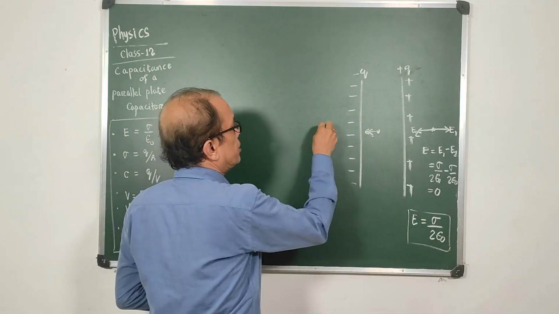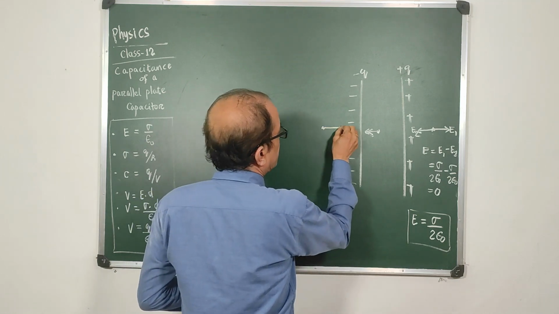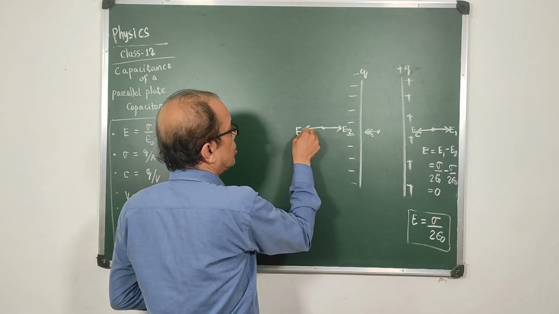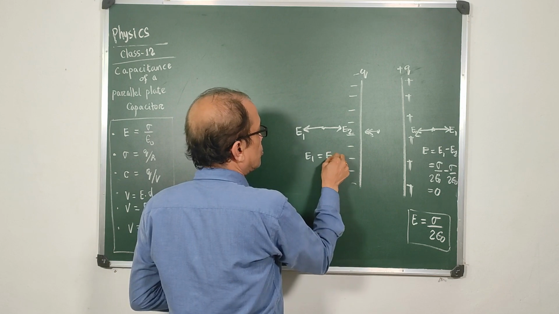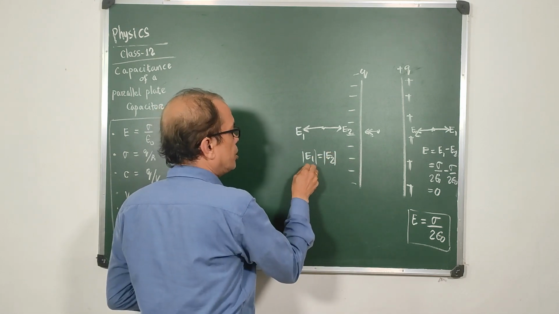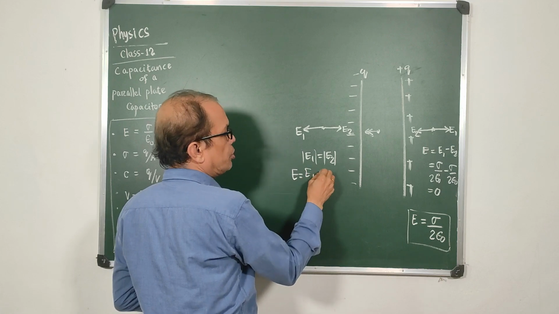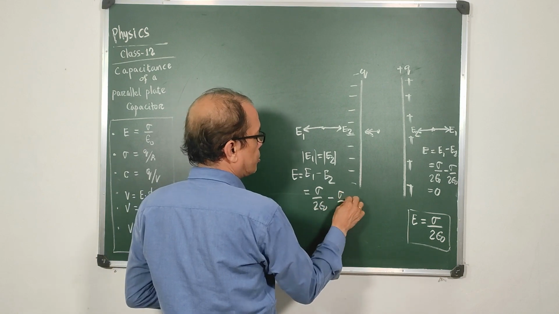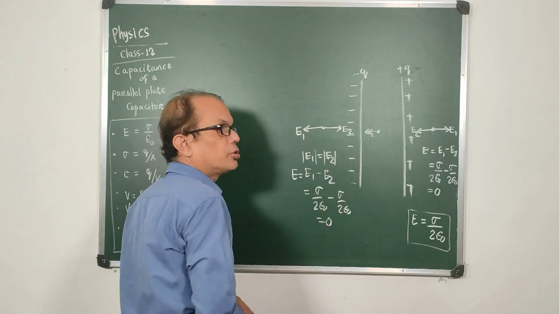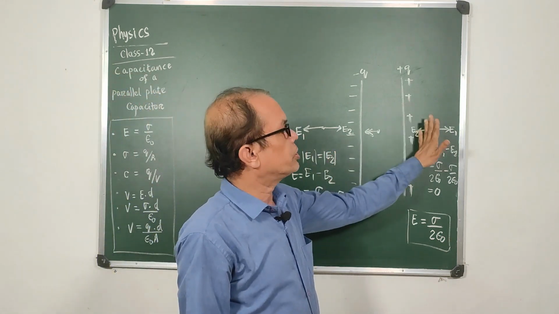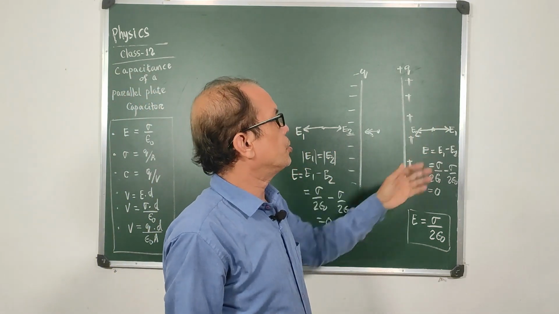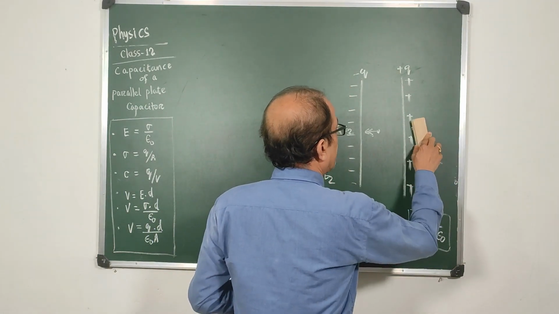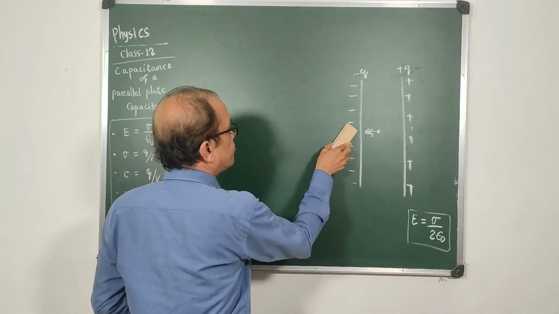And what if the charge is on this side? It will be attracted by E2 and repelled by E1. Since E1 is equal to E2, the magnitudes of the two fields are equal. So the net field E is equal to E1 minus E2, which is sigma by 2 epsilon 0 minus sigma by 2 epsilon 0, equal to 0. So what is the summary? The net field outside a charged capacitor is 0, whether it is on the right side or the left side. The net field E becomes 0 on both sides.